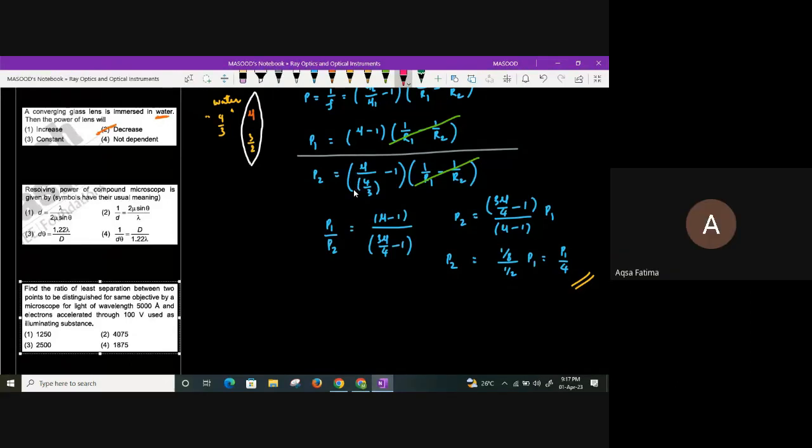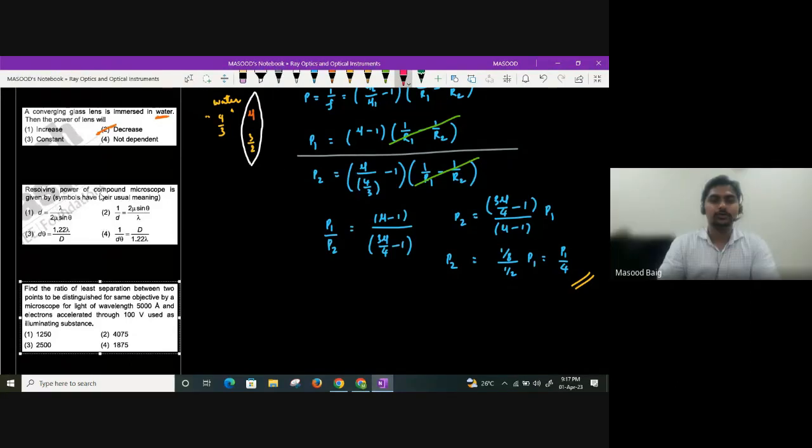Now, resolving power of a compound microscope, it seems. What is the resolving power of a compound microscope? What is D here? D happens to be the limit of resolution. Resolving power and limit of resolution are inversely proportional to each other. So, the resolving power of a compound microscope, as you know, is 2 mu sine theta divided by lambda. Clear, all of you?